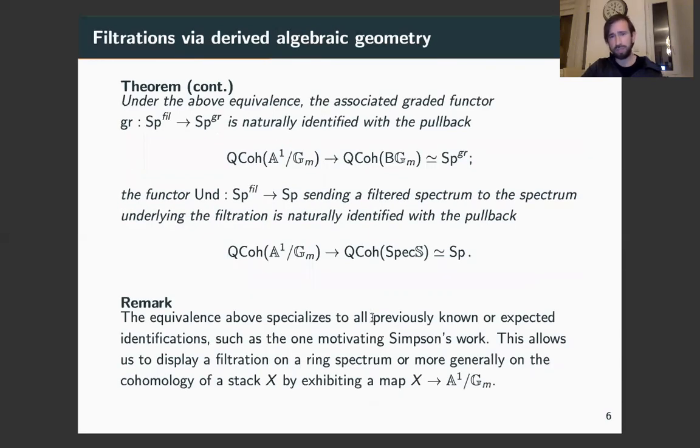Now, under the above equivalence, the associated graded functor is naturally identified with pullback of quasi-coherent sheaves along the map BGm to A1 mod Gm, and the underlying object functor is just pullback from QCoh of A1 mod Gm to spectra. This equivalence specializes to all previously known or expected identifications, such as the one motivating Simpson's work. Moreover, it allows us to display filtrations on, for example, a ring spectrum, or the cohomology of a stack, in the most general situation, by exhibiting a map from X to A1 mod Gm.